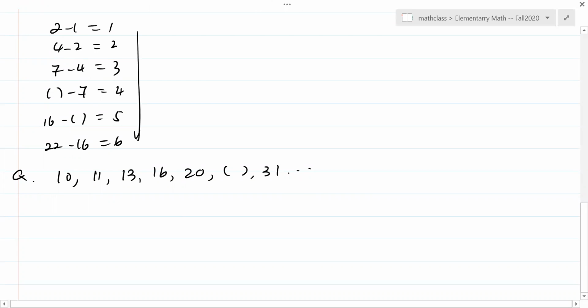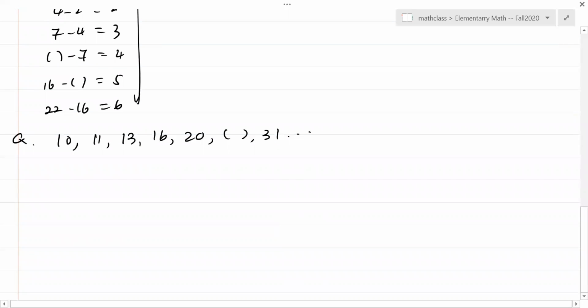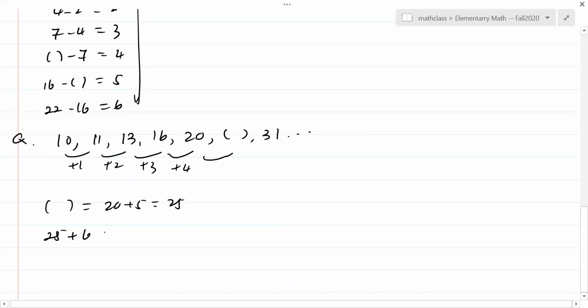You already got it. Good job. And you can do the same thing here. You just take the difference, right? So 11, 10, this plus 1, plus 2, plus 3, plus 4. And this number should be 20 plus 5 is 25. Then you check that 25 plus 6 is going to be 31. Yes, great.